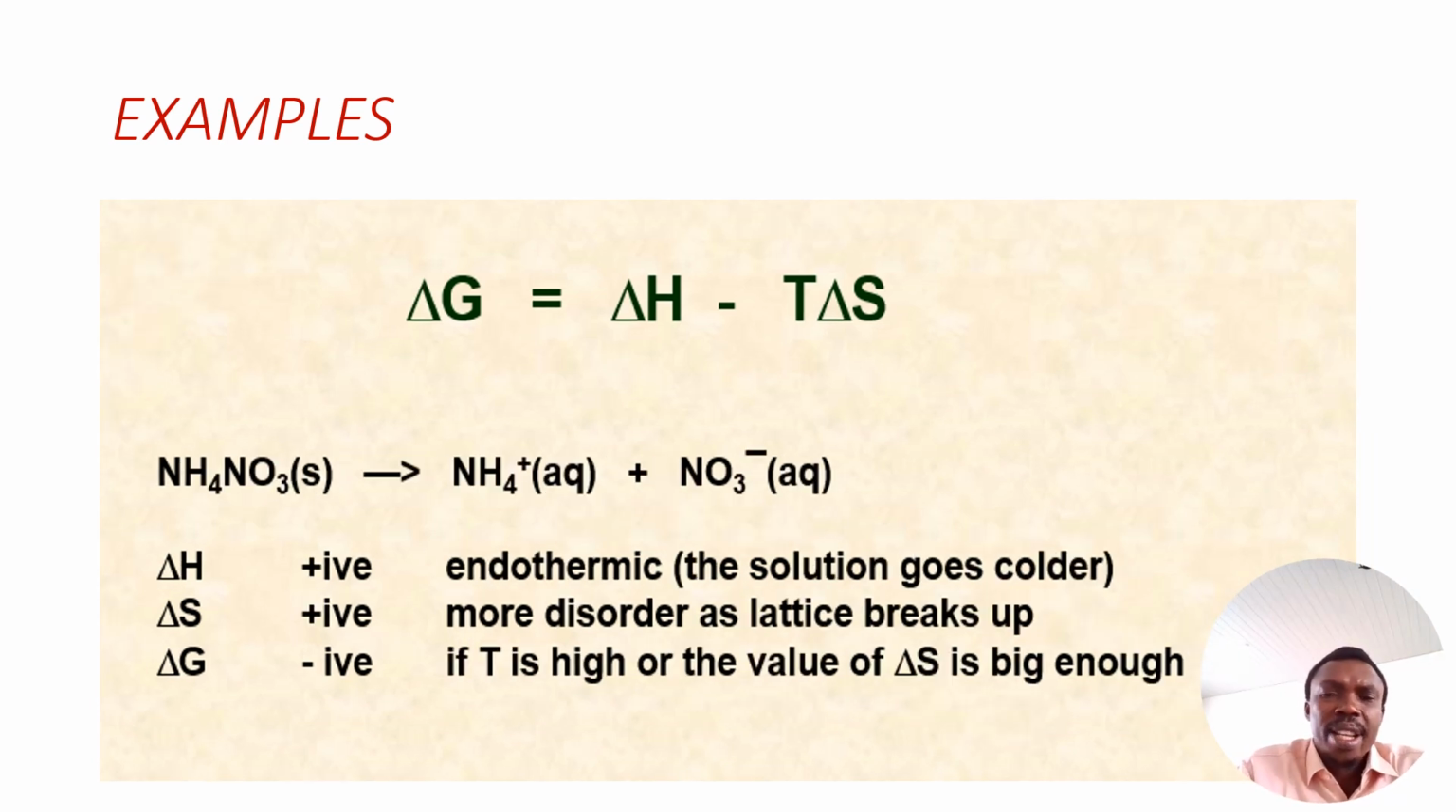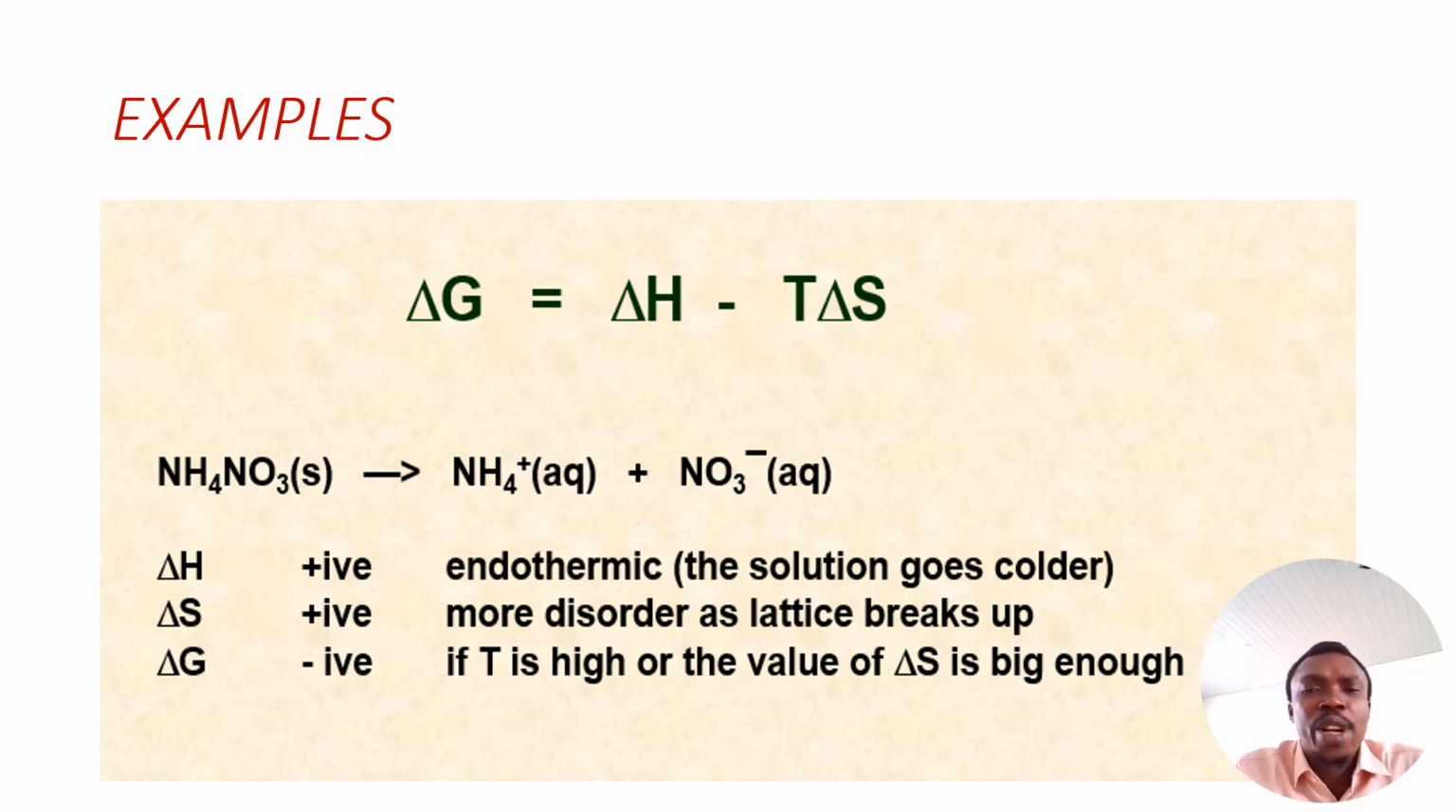So before us is another example. If you look at the equation, it's the thermal decomposition of ammonium nitrate to give you ammonium ion and nitrate ion. If you look at the equation, it's an endothermic process because it's decomposition. So delta H, the enthalpy change of the reaction, is positive. So the reaction is an endothermic reaction. Then if you look at the equation, it describes a change from what, solid to what, aqueous state. Aqueous. So the entropy change is positive. There's an increase in entropy. So more disorder, the lattice breaks up. That means the entropy change is positive.